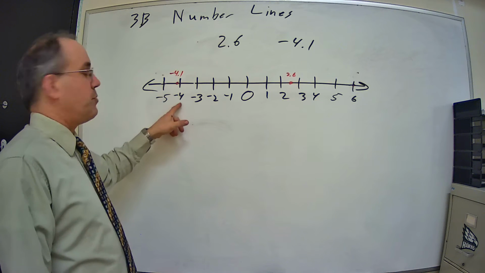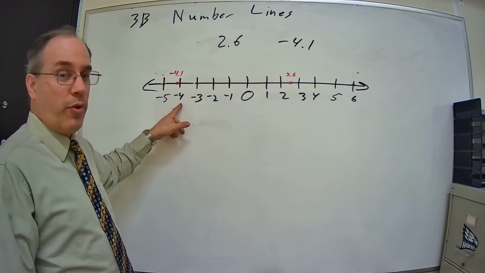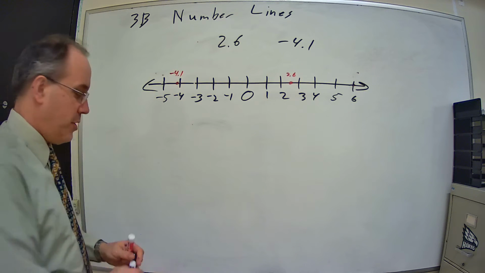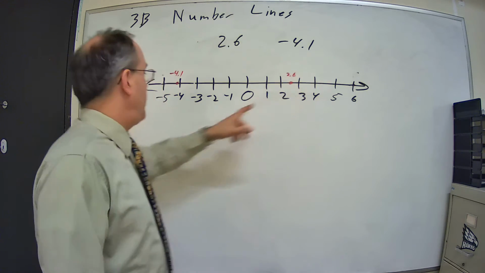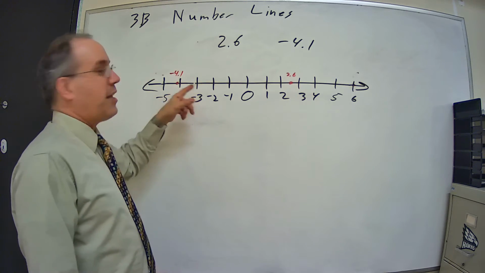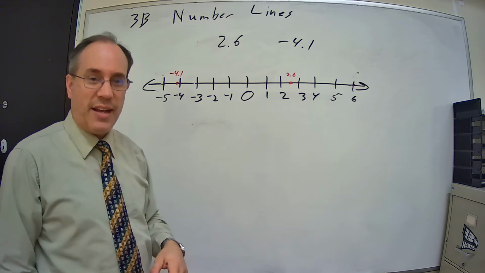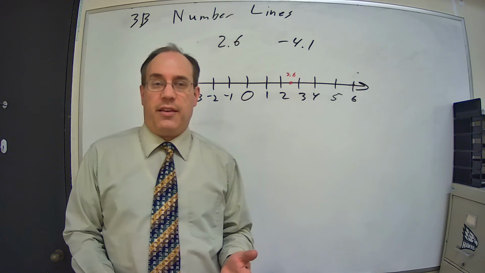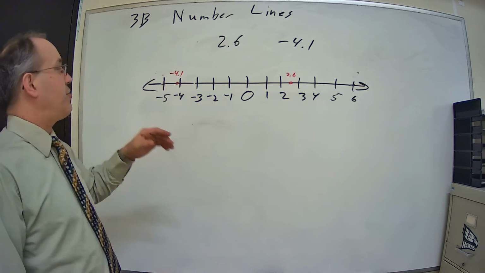Negative 4.1, or I should say 4.1 is bigger than 4, so it's going to be more to the left. The common mistake that people make is they go, oh, negative 4.1, and they go negative 4, and then they put it slightly to the right because they're adding on that 0.1. So don't make that mistake. Don't fall into that trap.